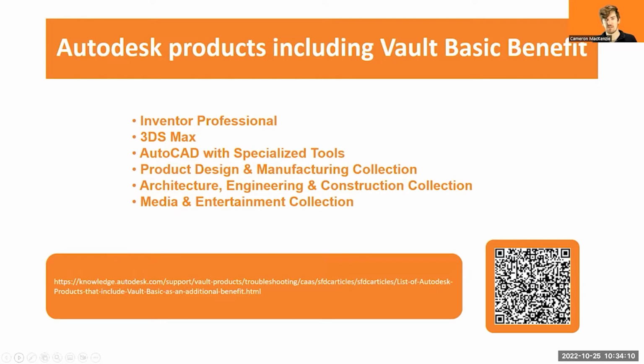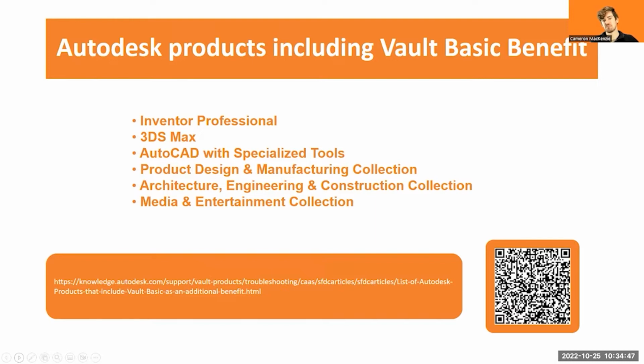Essentially, if you want to have a look at the different products that entitle you to a Vault Basic license, these are the products that you can currently have that on. So it's Inventor Professional, which we're going to be using today, 3ds Max, and AutoCAD, including specialized tool sets. Just be aware that it's not just AutoCAD, it's AutoCAD including specialized tool sets. If you've got the Product Design and Manufacturing Collection, the AEC Collection (Architecture, Engineering, Construction), as well as the Media and Entertainment Collection, you'll see within your product list that you've got access to a Vault Basic download.